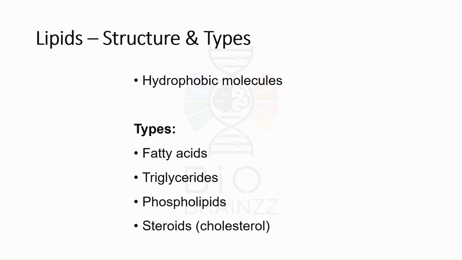Lipids, structure and types. Lipids are hydrophobic molecules, which means they do not dissolve in water. This property makes them very important for forming biological membranes. There are different types of lipids, such as fatty acids, triglycerides, phospholipids, and steroids. Phospholipids are especially important because they form the bilayer of cell membranes. Steroids like cholesterol help in maintaining membrane stability and also act as hormones.